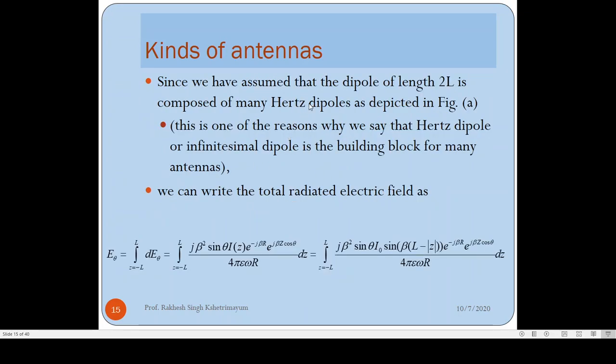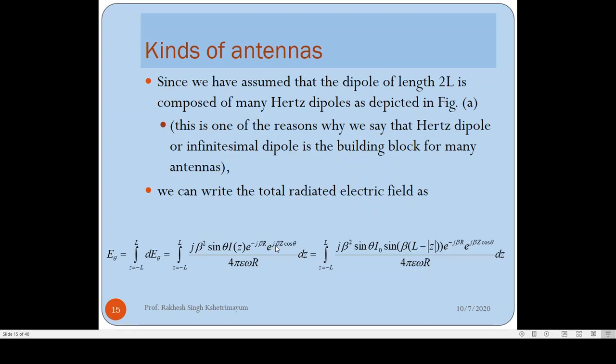As I already told you, this dipole length was 2L. So if I want to find the total radiated field from this dipole, I need to integrate from minus L to plus L the dE theta, which is the electric field produced by a dz element of the dipole of finite length. You have to integrate it. So when you do the integration, look at the terms dependent on dz. We are doing integration of dE theta with respect to dz, with z going from minus L to plus L. So in this expression, you just need to worry about the terms which are dependent on z.